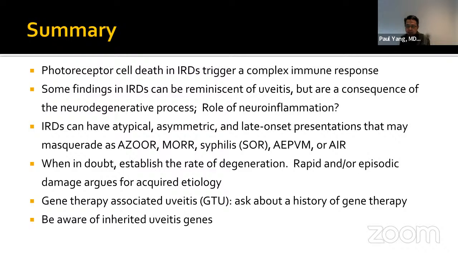And then we talked about gene therapy-associated uveitis. If you have a patient with a known diagnosis of retinal degeneration and they have uveitis, even though it's still pretty rare for a patient to have had gene therapy, it's important to ask about it. And then finally, we went over briefly inherited causes of uveitis.